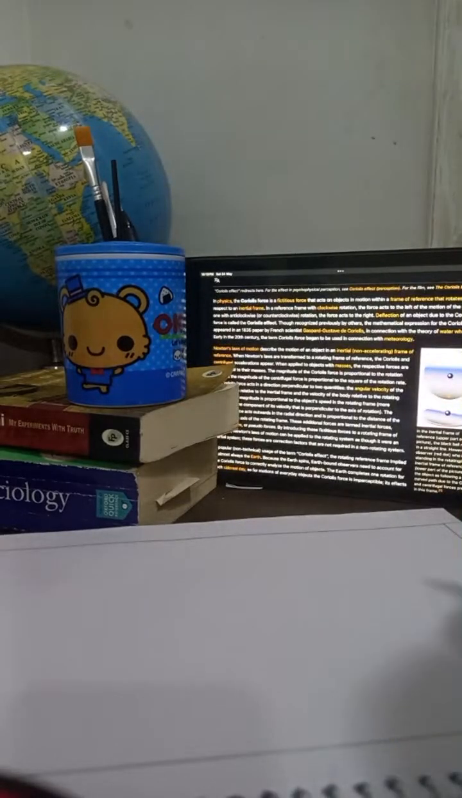So in physics, Coriolis force is a fictitious force that acts on objects in motion within a frame of reference that rotates with respect to the inertial frame. The talks about Coriolis.